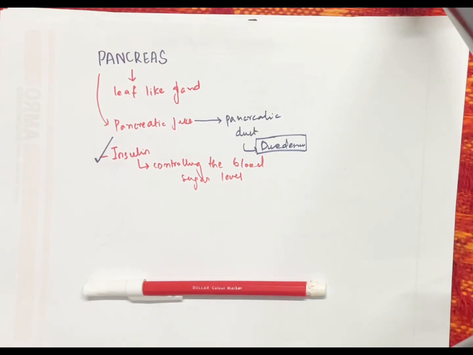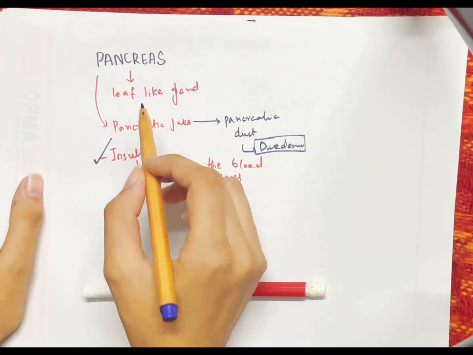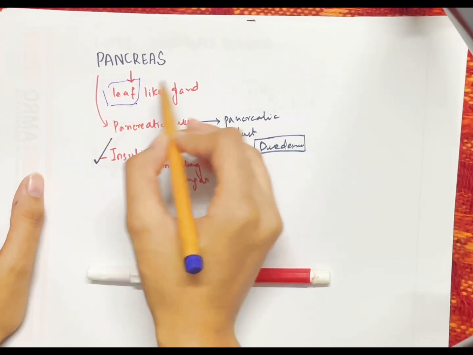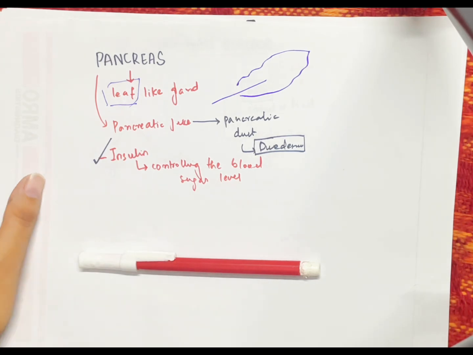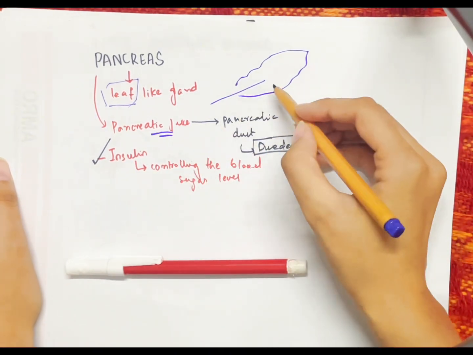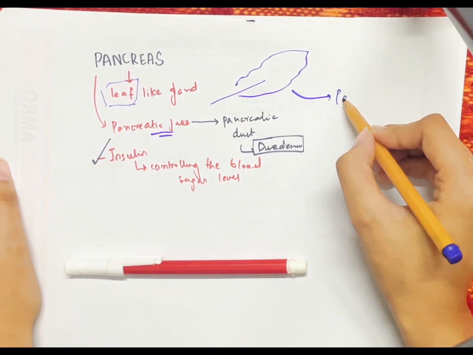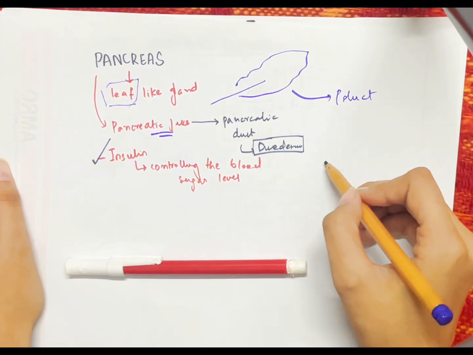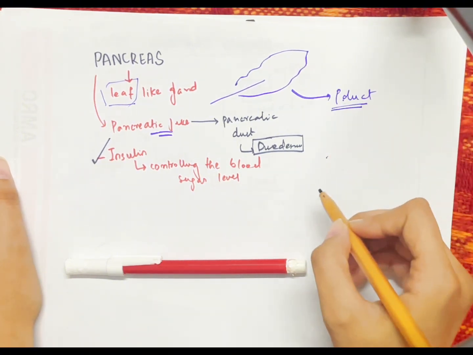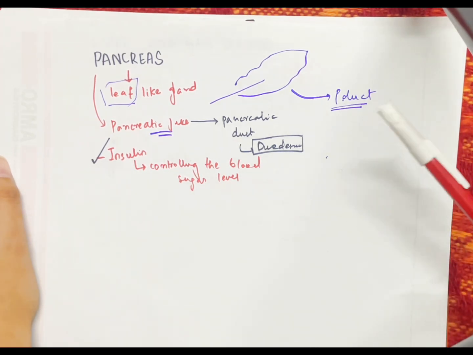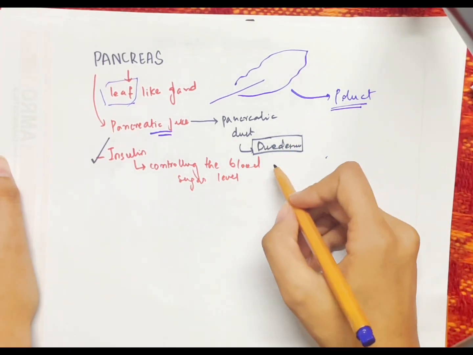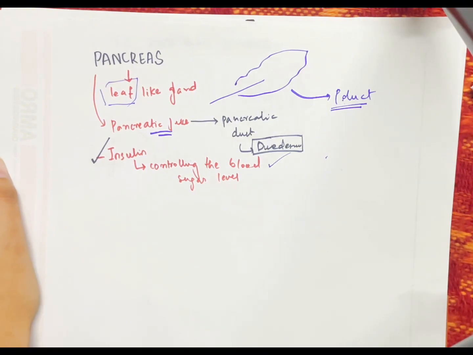Since we have just talked about pancreatic juice, let's talk about how the pancreas appears. It is a leaf-like gland. It looks somewhat like this. This leaf-like gland secretes the pancreatic juice that is conveyed to the duodenum through the pancreatic duct. The pancreatic juice consists of trypsin, lipase, and amylase. Other than that, it also secretes insulin, which is responsible for controlling the blood sugar level.